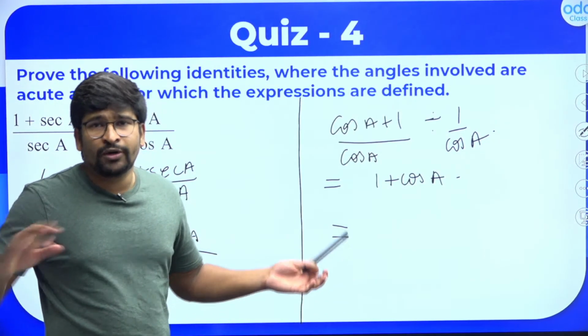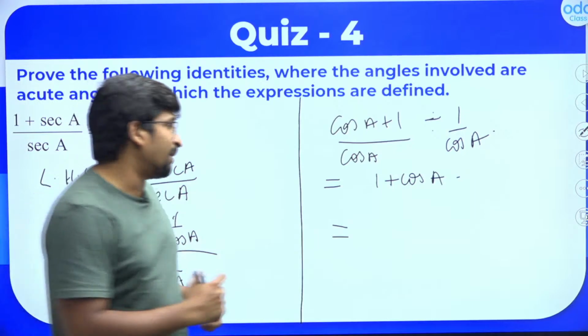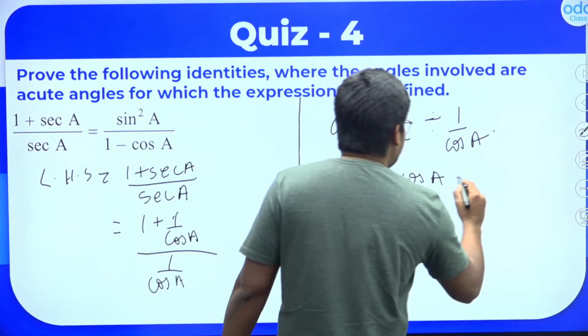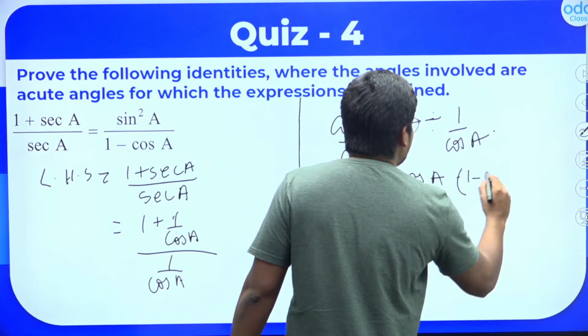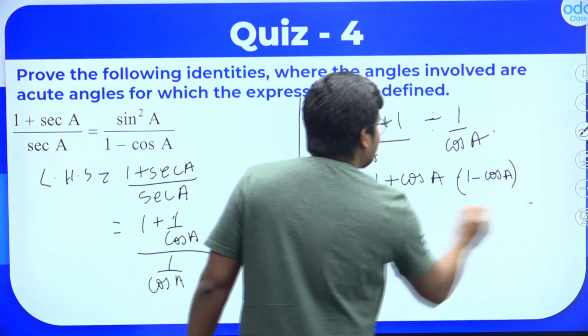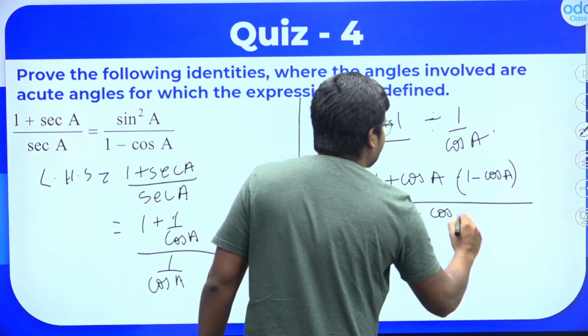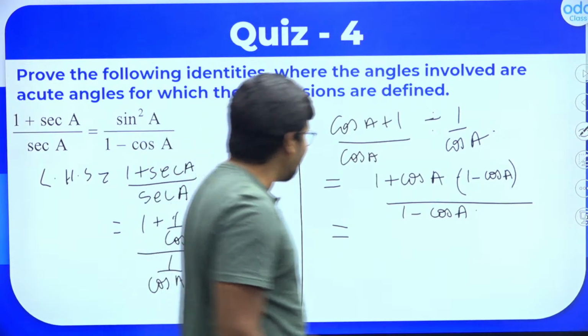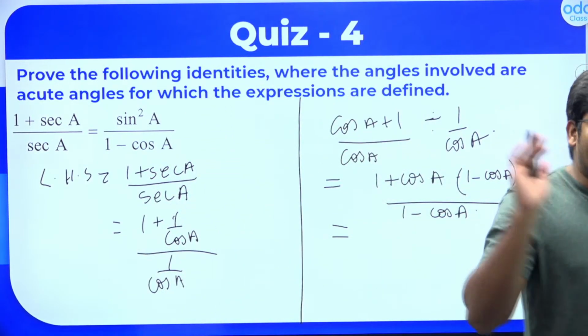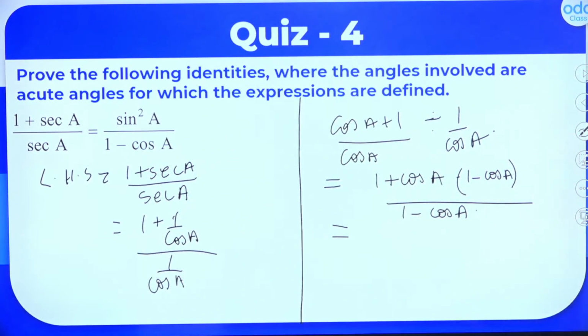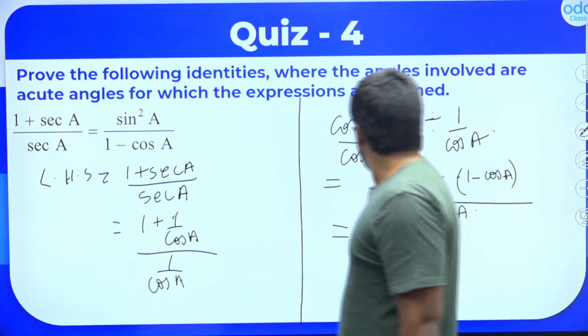No one will stop you if you multiply numerator and denominator by the same quantity. So this 1 plus cos a, I can write it as 1 plus cos a into 1 minus cos a divided by 1 minus cos a. Fairly you can write it like this. What I did to this 1 plus cos a, I multiplied the numerator and denominator by 1 minus cos a. That is what I did.